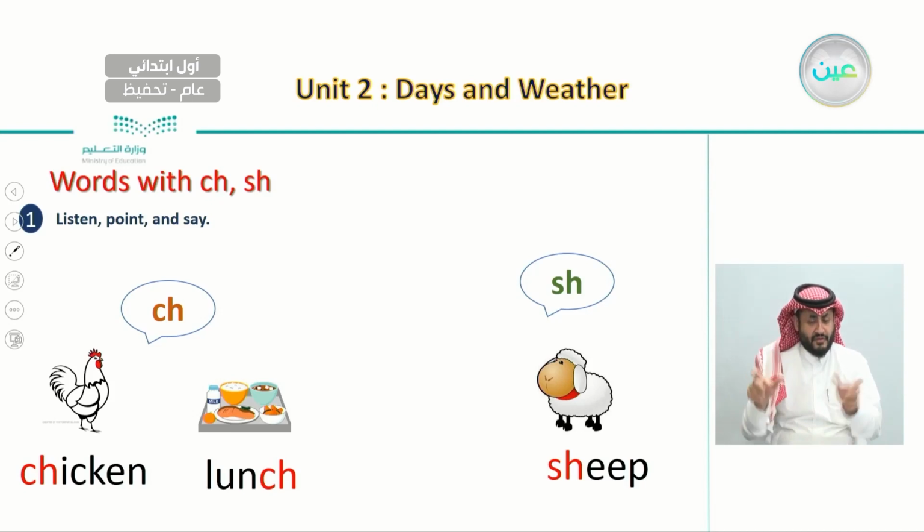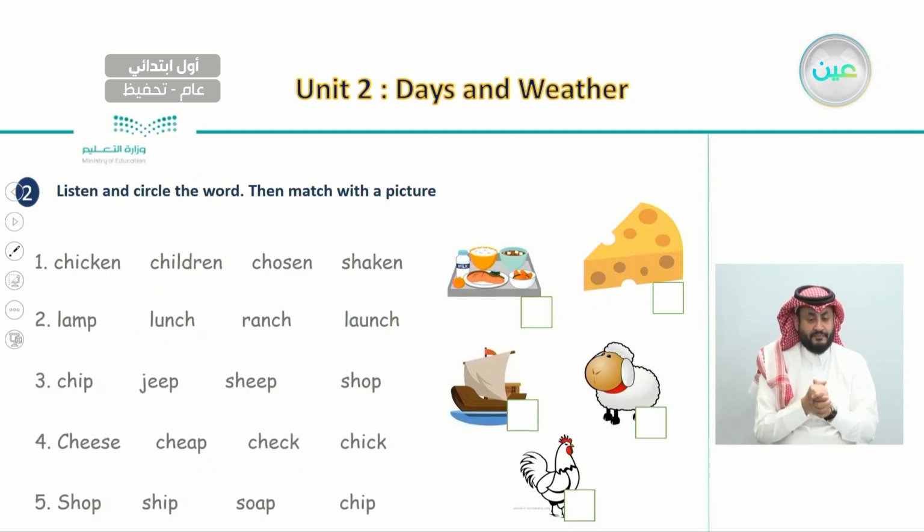Now, here we have our first exercise. What we're going to do with this exercise is first listen to a word among these four different words. And after this, we're going to circle the word we hear. And after this, we're going to look for the word that we heard, and here we write down the number of this word.